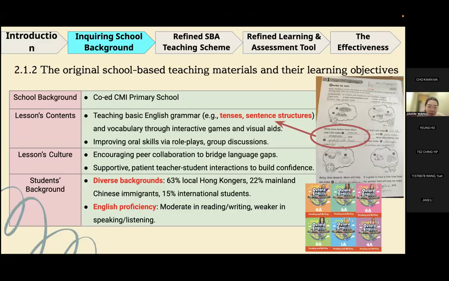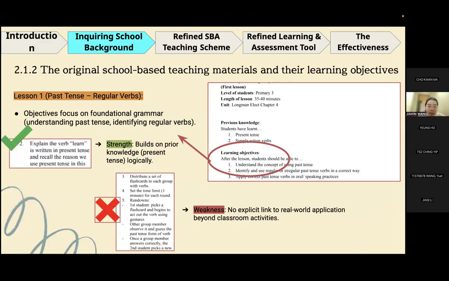We can see there is a diverse background, with nearly 63 local students, and the other students either are mainland Chinese immigrants or they are from international backgrounds. And here, students have moderate English proficiency, and they usually have weaker speaking and listening skills. Next page, please. Then let me introduce the learning objectives of the 3 lessons one by one.